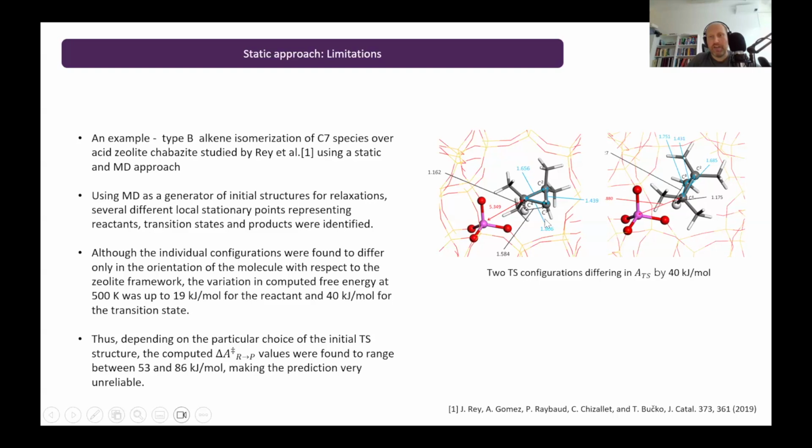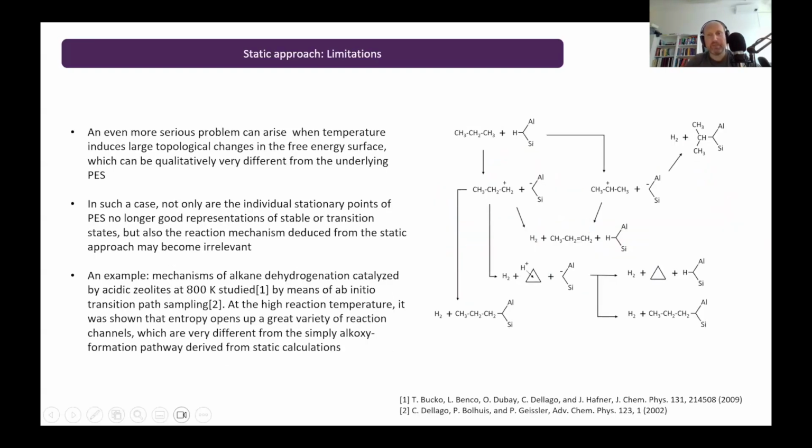Take these two structures as an example. These are two transition state configurations. This is basically the same internal structure, just the whole molecule is rotated differently inside the zeolite. This internal rotation in empty space is normally supposed to be a soft degree of freedom. Nevertheless, the difference between these two structures is as large as 40 kilojoules per mole. Now, combining the data from reactant and transition state, we found that the static approach is basically useless in this case because it leads to a prediction of activation free energy that could be anything between 50 and 90 kilojoules per mole. So this is simply an intolerable variance in results.